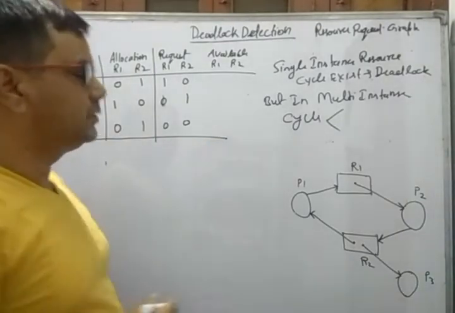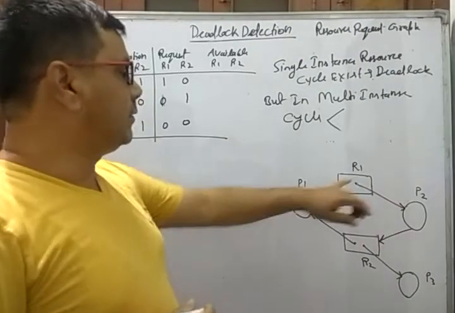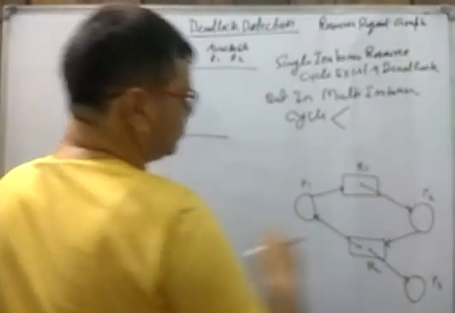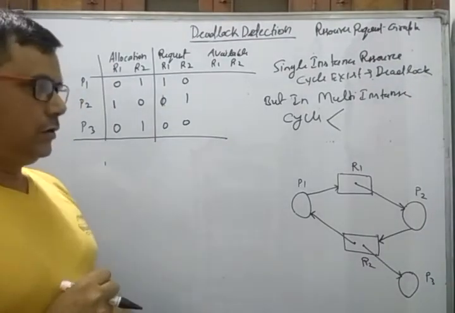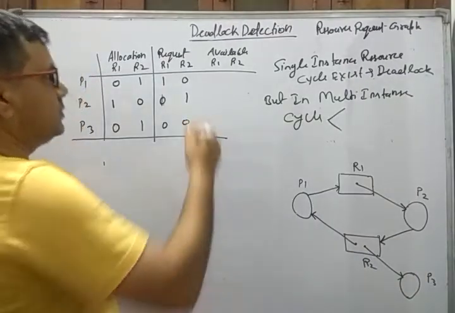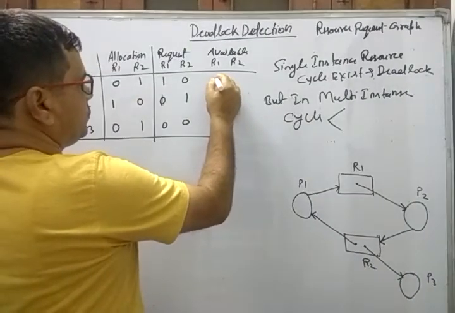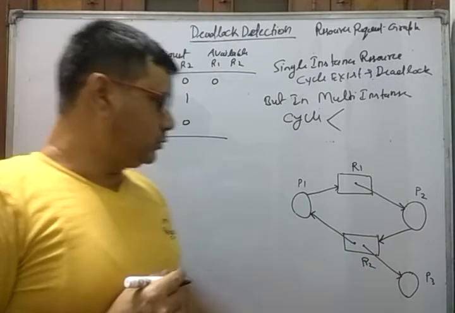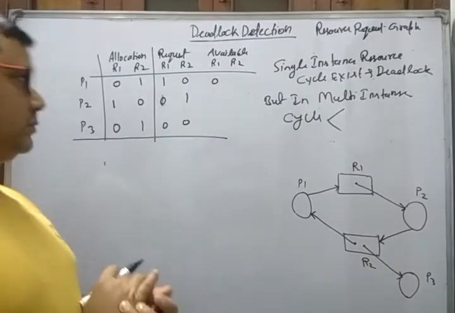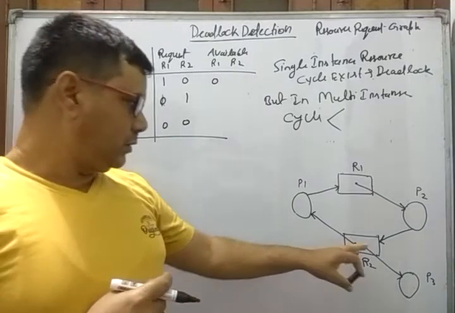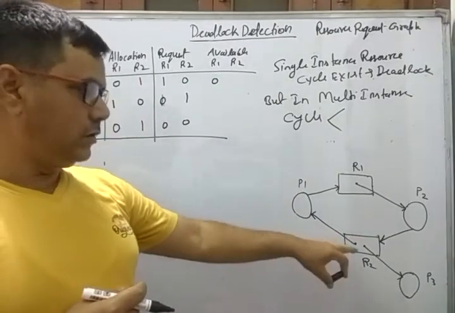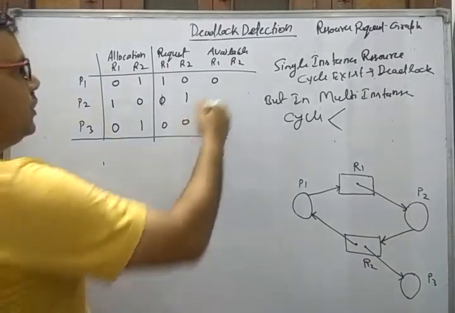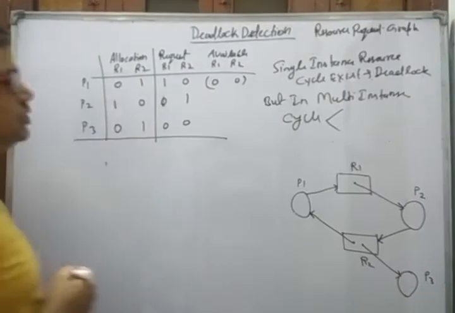Now look at the availability. Availability of resource R1: R1 is a single instance and it is assigned to process P2. That means availability of R1 is 0. Now R2. R2 has 2 instances. One is assigned to P1, another is assigned to P3. That means there is nothing available. Then availability is 0.